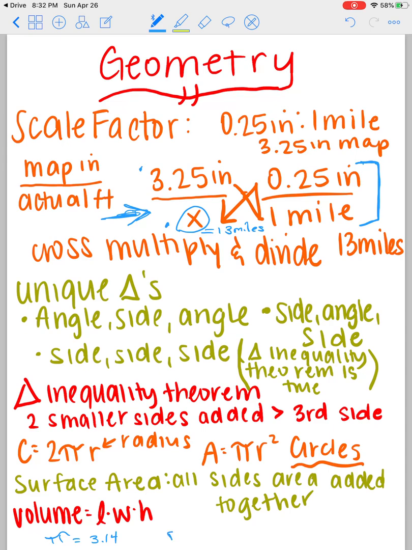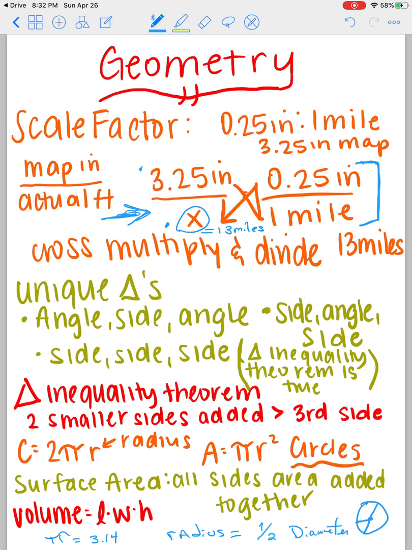Radius is what? It's half of your diameter. Okay? If you're looking at a circle, there's your center. From the center to anywhere on the edge is your radius. The line that cuts from side to side straight through the middle, that's your diameter.